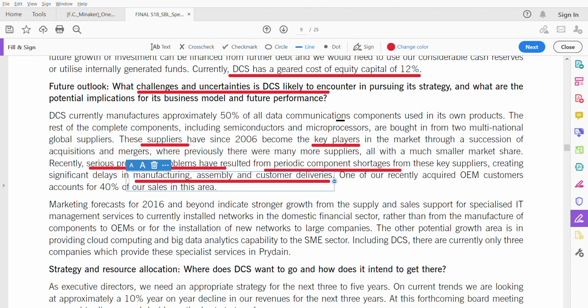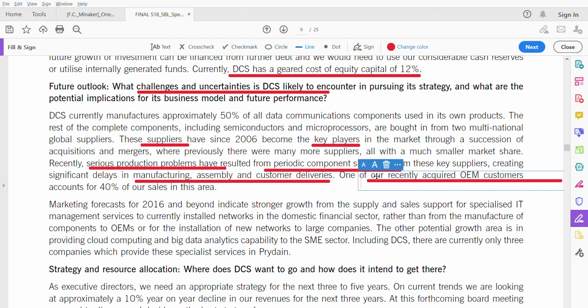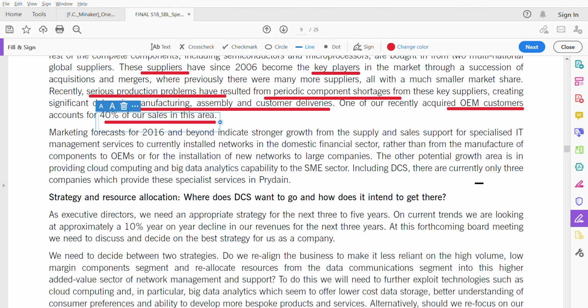One of our recently acquired OEM customers accounts for 40% of our sales in this area. Okay. OEM customers, 40% of our sales in this area. Okay, now let's go to the next para.